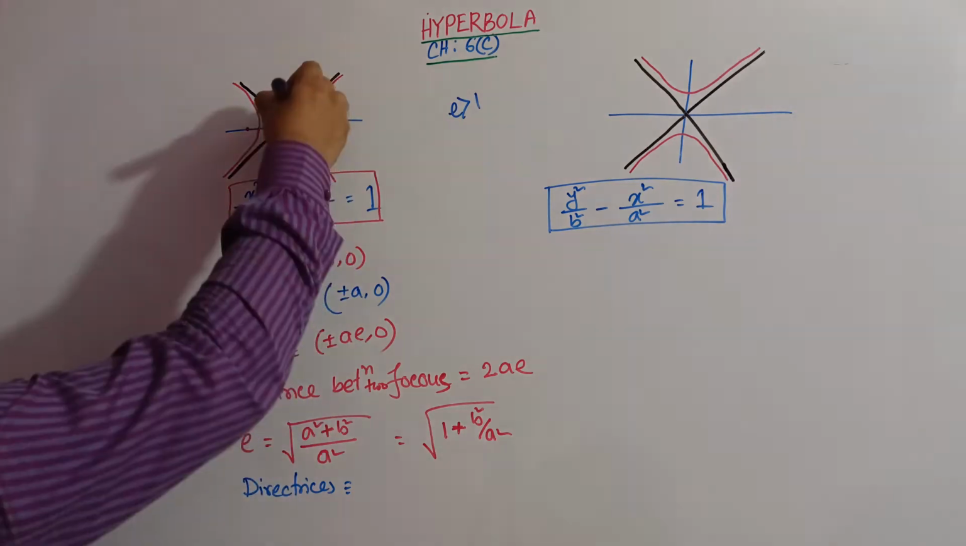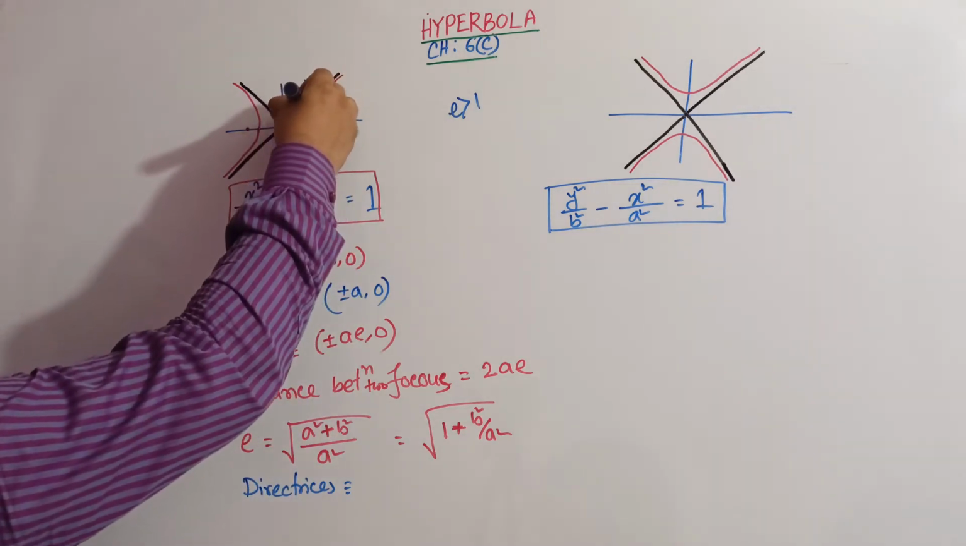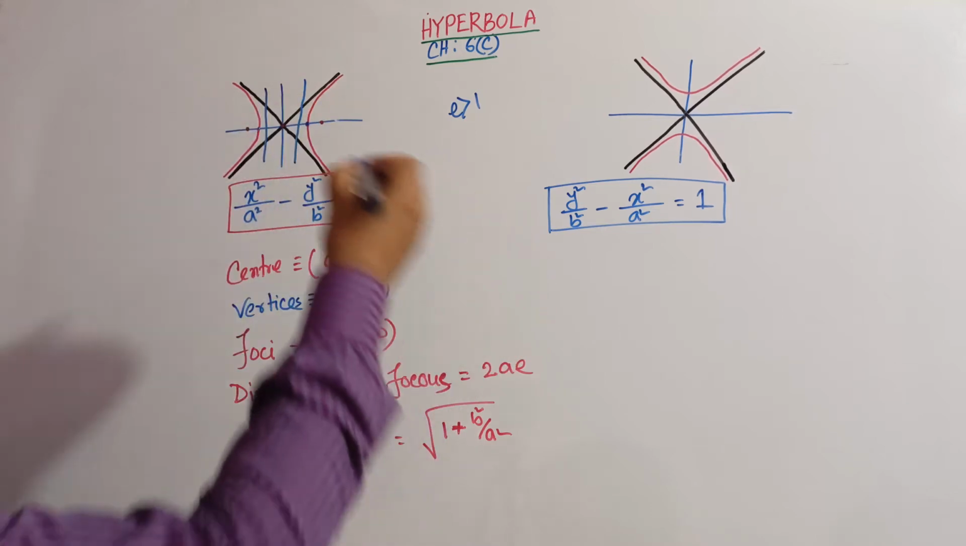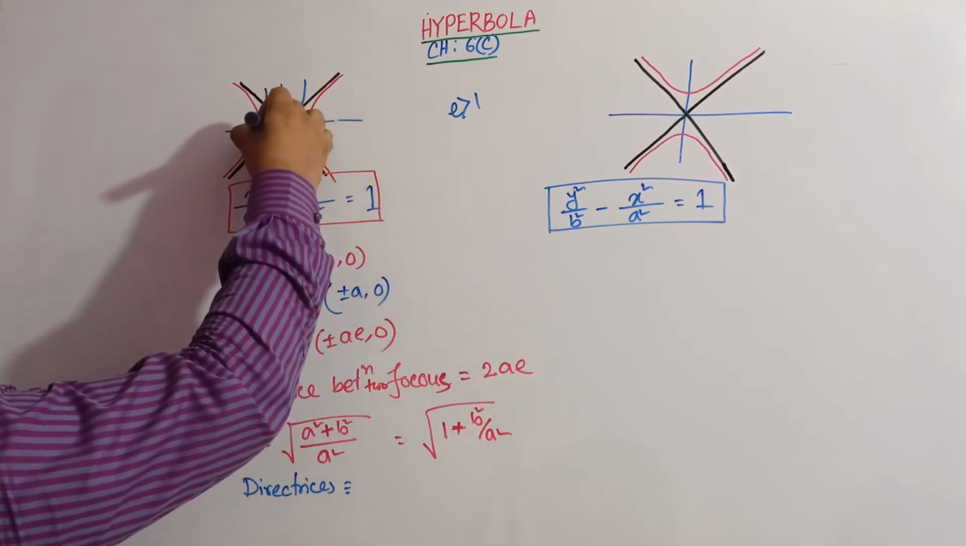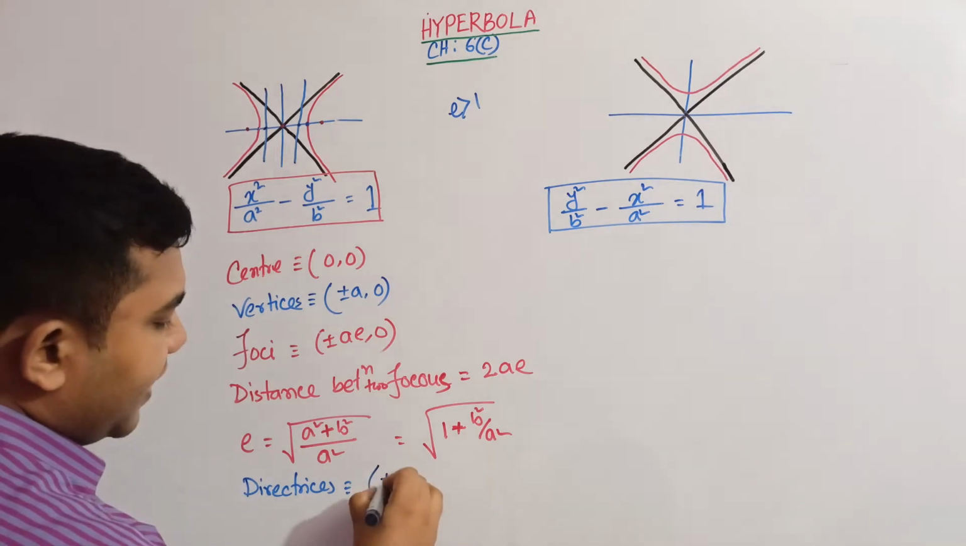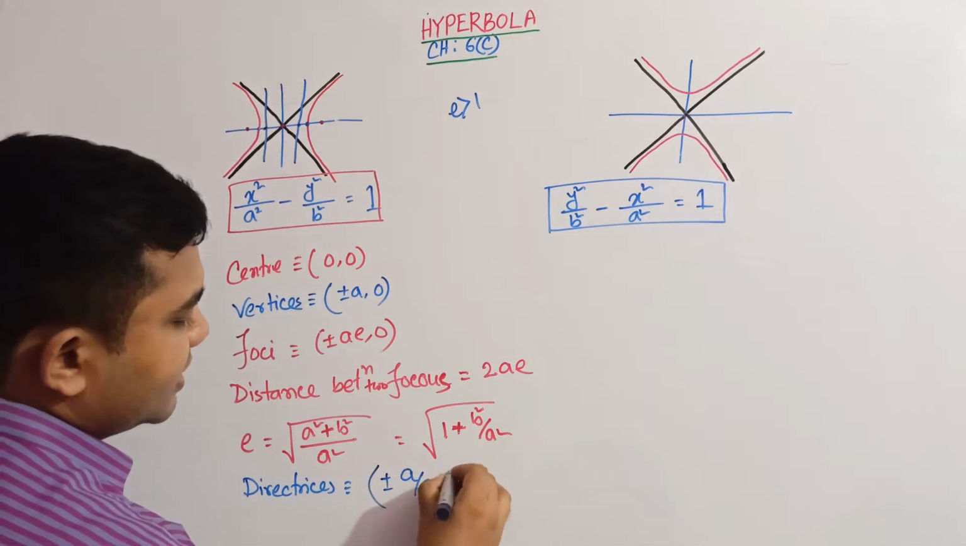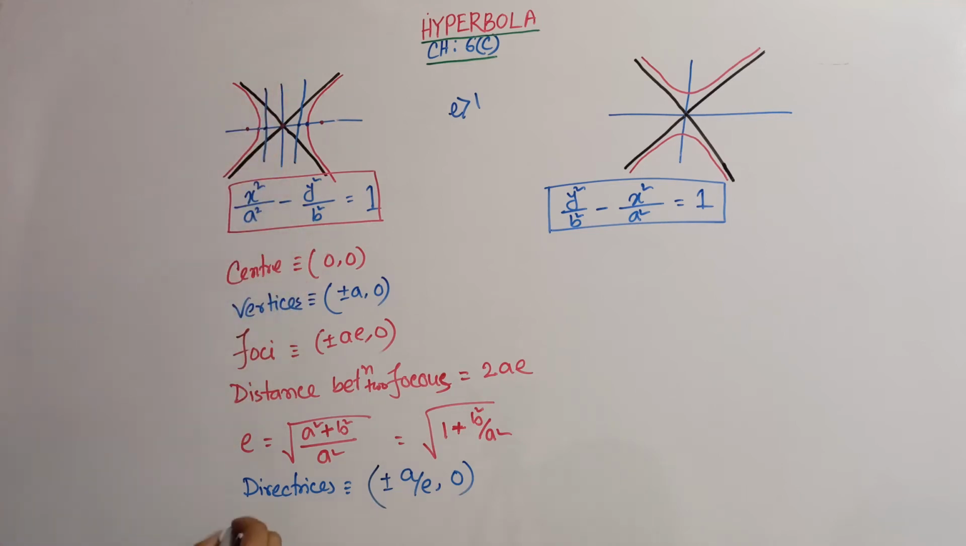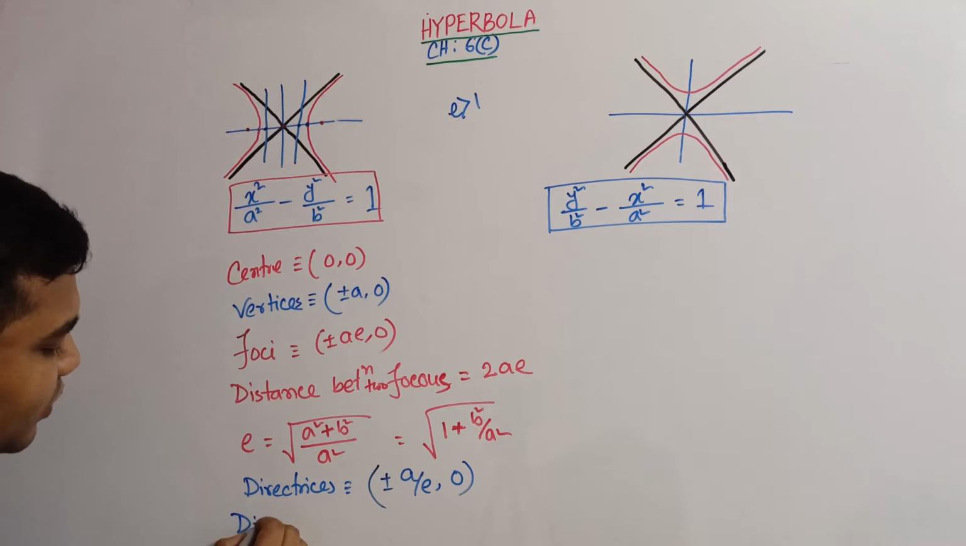The directrix can generally come from here and here, so there are two directrices. The coordinates of the directrices should be plus minus a over e comma 0. So this is the directrix, and we need the distance between the two directrices.